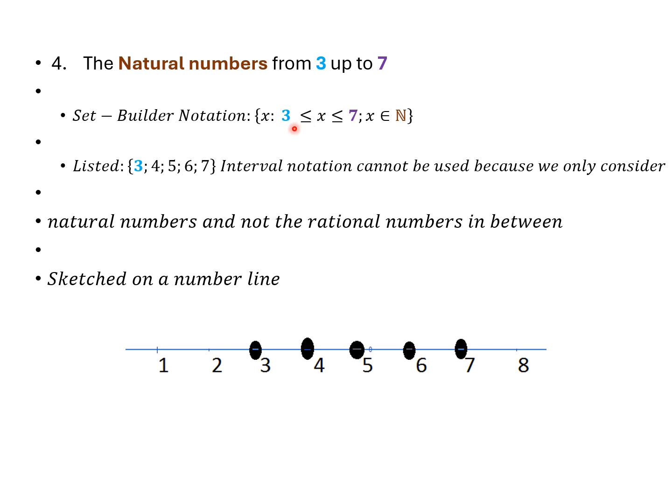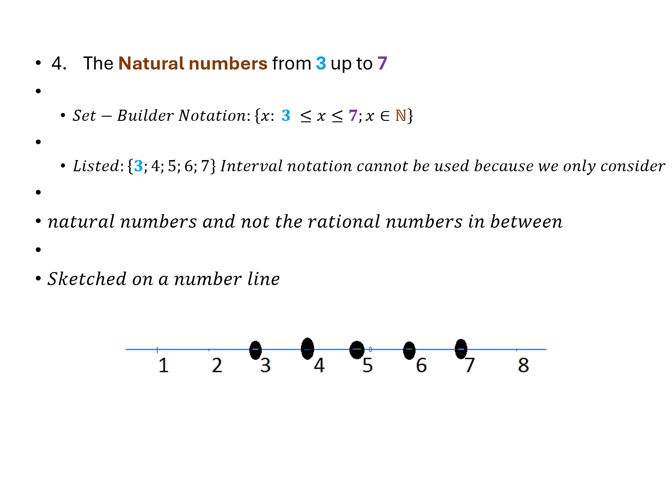Now there's no interval notation. We have to list this because it's natural numbers. So listed, we're starting from 3, curly brackets, it's 3, 4, 5, 6, 7. We cannot use interval notation because we're only considering natural numbers and not rational numbers in between. So sketched on a number line, starting from 3, solid dot, 4, 5, 6, 7. Can't draw a line to join them because the numbers in between 3 and 4 form part of the rational or real number system, so I can't include those numbers.